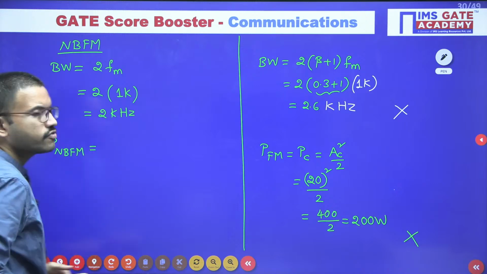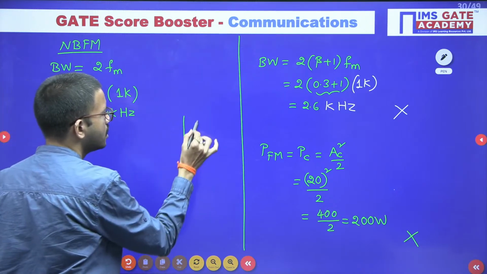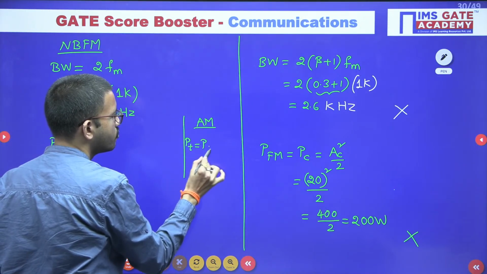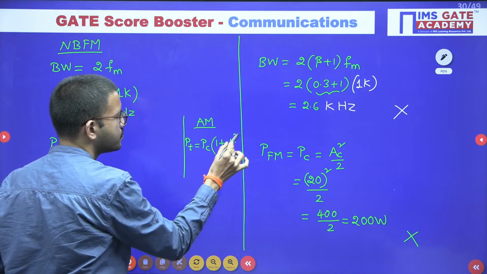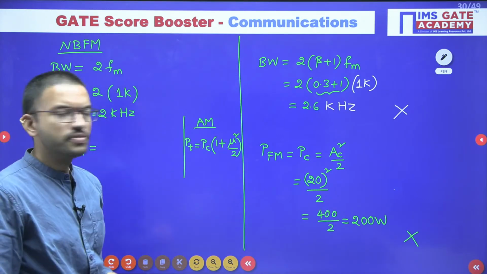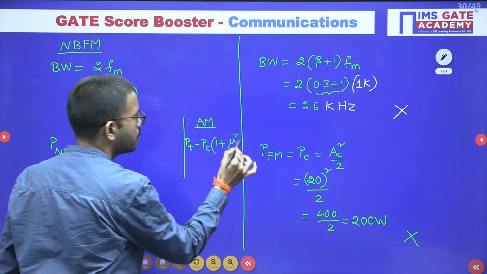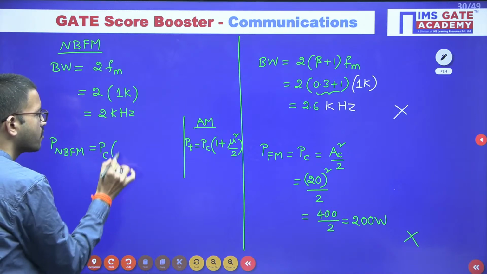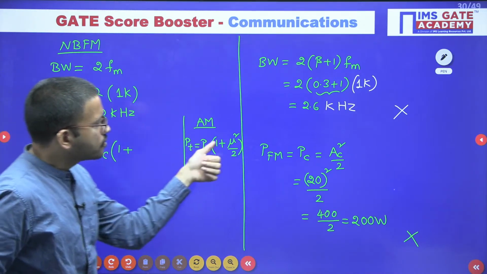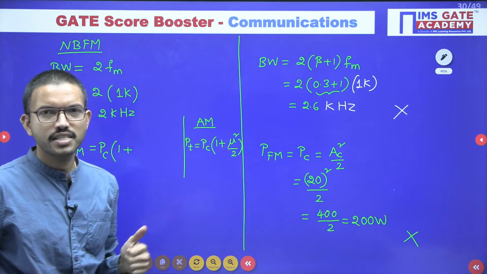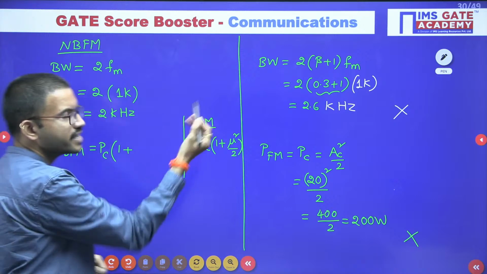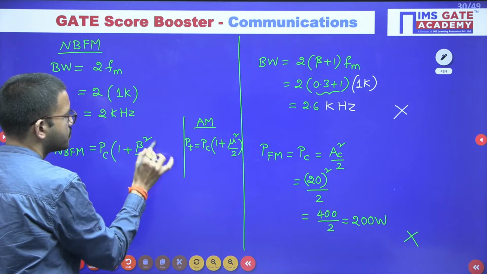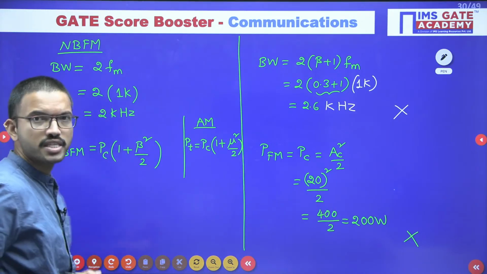Just for reference, in AM you have used the formula PT equal to Pc into (1 plus mu square by 2). A similar equation you are going to get here: Pc as it is, 1 as it is. In AM we used the modulation index as mu, whereas in FM we use the modulation index as beta. That is the only difference. So PT equals Pc into (1 plus beta square by 2).